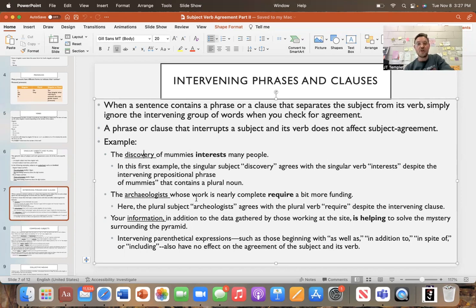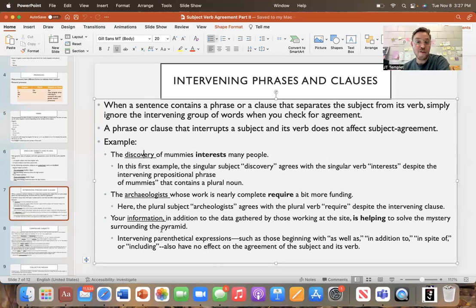The archaeologists whose work is nearly complete require a bit more funding. Here, the subject is plural, it's archaeologists. The verb is require, not requires, because they are the ones that require a bit more funding, right? It's not the work. The fact that the work is nearly complete doesn't matter. They need more funding, right?